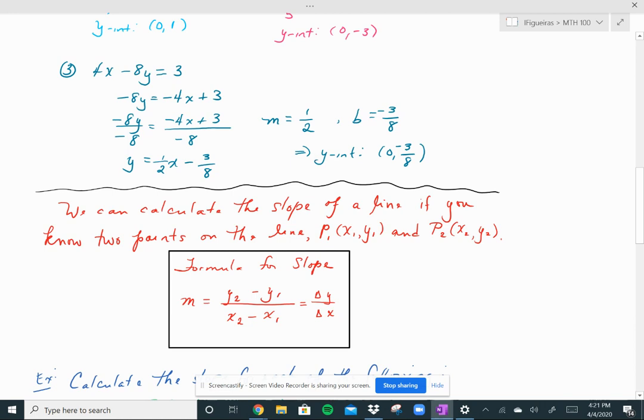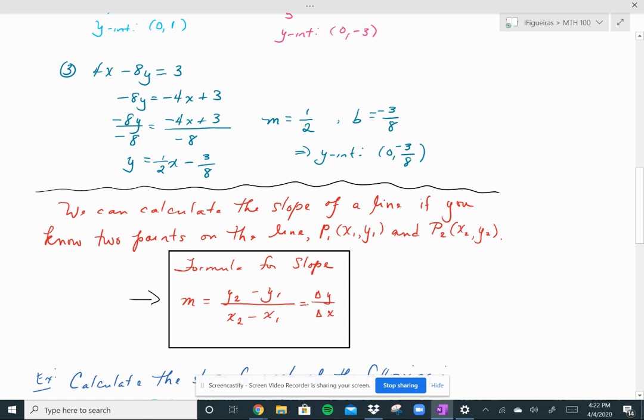And suppose we call our 2 points point 1, p sub 1 is x sub 1, y sub 1, and point 2, which I'm calling p sub 2, is x sub 2, y sub 2. So the formula to calculate slope is that m is equal to the difference in your two y coordinates, so I'm stating that as y sub 2 minus y sub 1, divided by the difference in your x coordinates. So that's x sub 2 minus x sub 1.